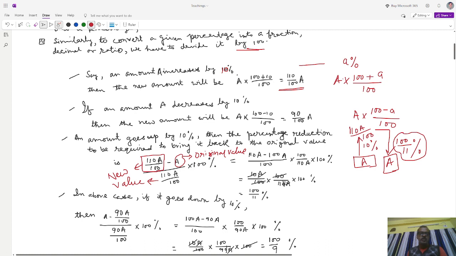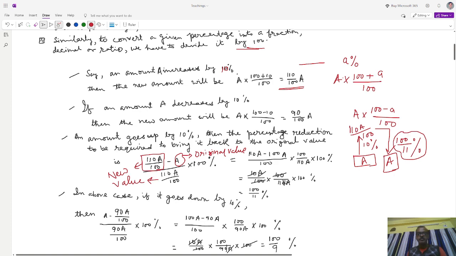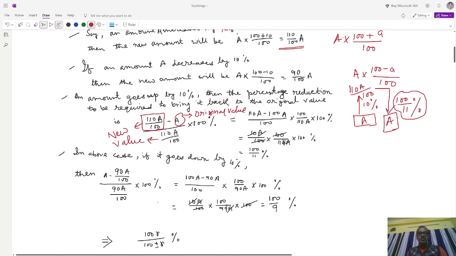Now, in the above case, if it goes down by 10%, then what will happen? If it goes down by 10%, then the new value is 90A by 100. Okay. And the old or original value is A. This is the new value. This is the original value.